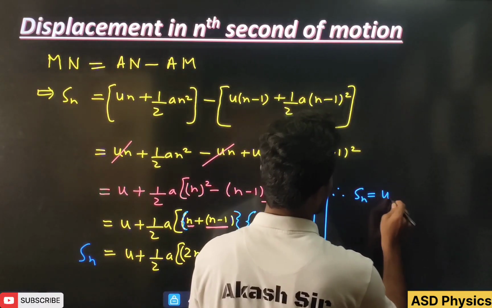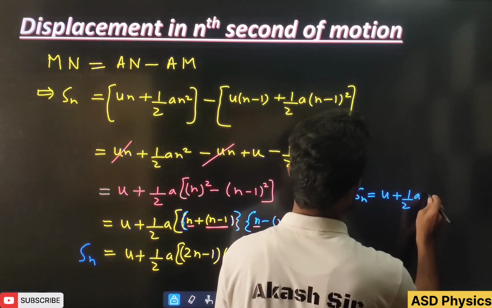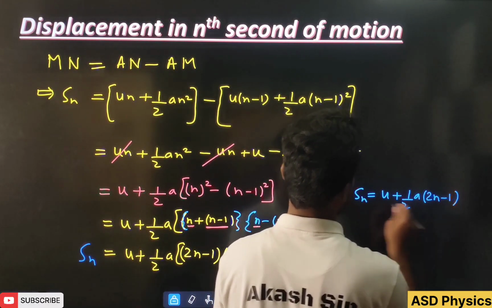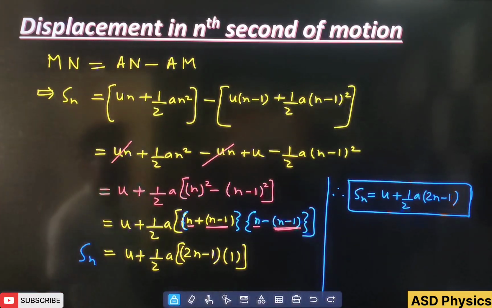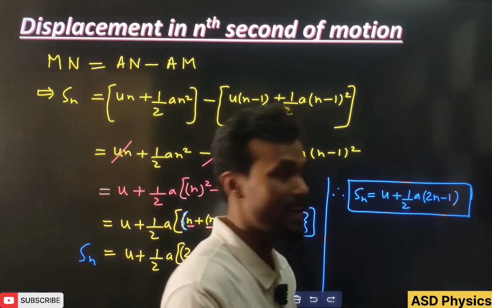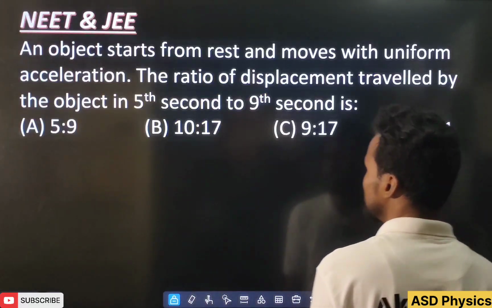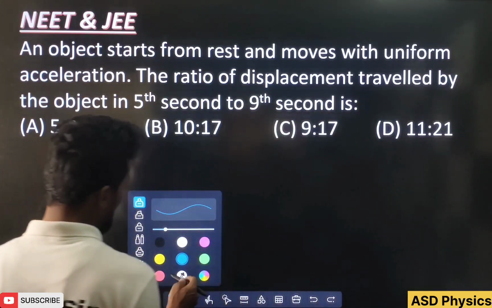See, displacement in n-th second means u plus half a (2n minus 1). Now this is the formula, kindly remember that, very, very important. Actually S_n is the displacement, but if the object is traveling in a straight line without changing direction, we can use displacement as distance also, not a problem. Okay, now let's see the question.